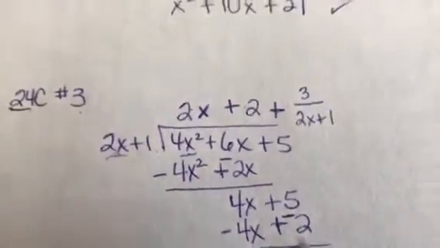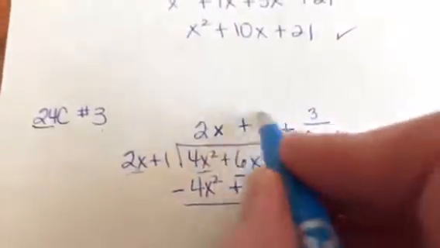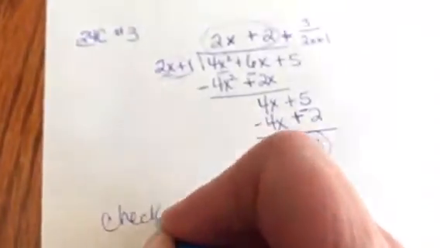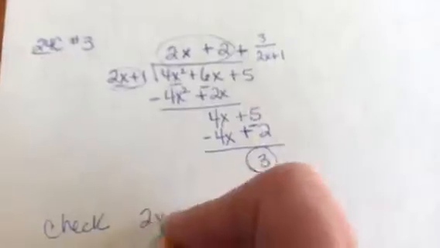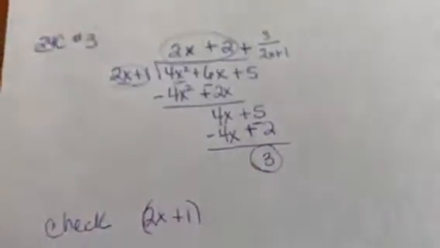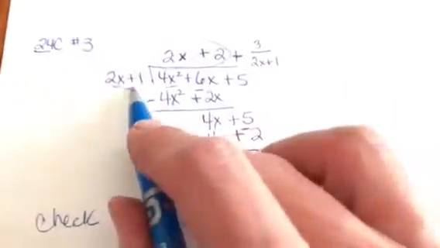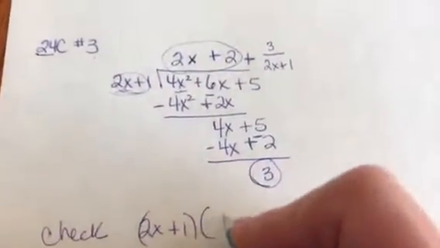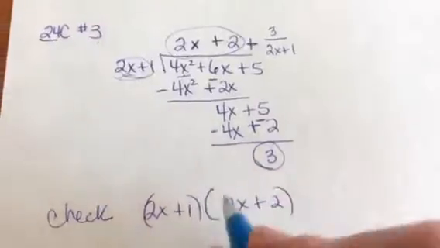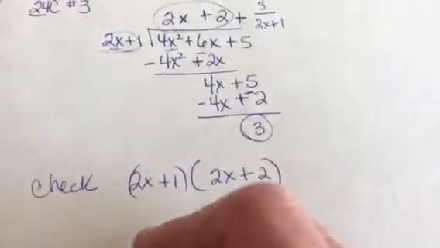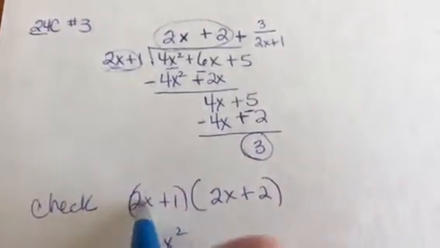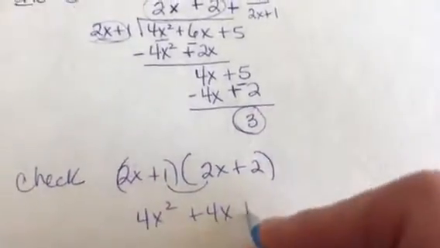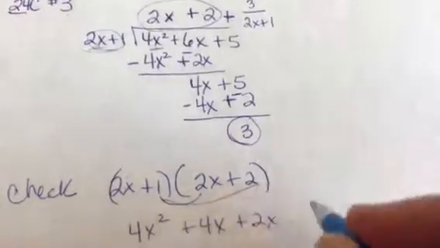Okay, so how would you check this? What I would probably do is just multiply these two together. So if it tells you to check it, which I think it will do that on number 4, you can multiply these in any order you want, but I'm going to take 2x plus 1 times 2x plus 2. Just ignore your remainder just for a minute. So we're going to multiply this out together. 2x times 2x is 4x squared. 2x times 2 is 4x. 1 times 2x is 2x. And 1 times 2 is 2.